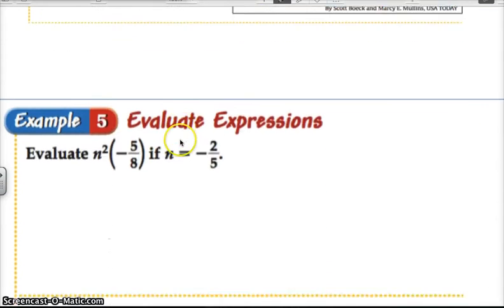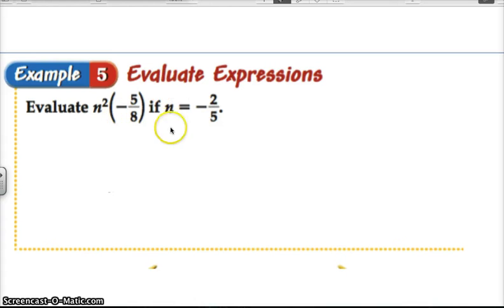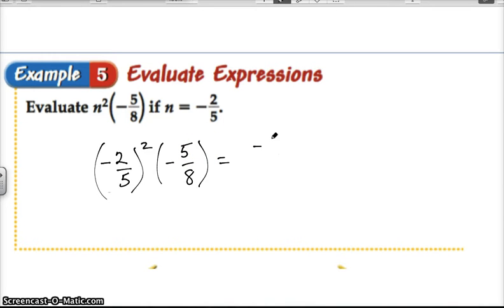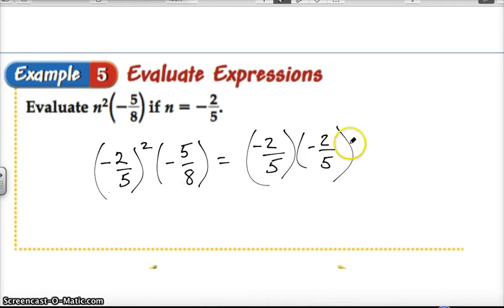All right, let's take a look. We're going to evaluate an expression given some information. So let's see, we're going to evaluate n squared times negative 5/8 if n is equal to negative 2/5. So n squared, let's replace n with negative 2/5. And we're going to multiply that by negative 5/8. I would not typically do all of what I'm about to do here, but I'm going to just write it out like this. Notice I'm writing the n value, negative 2/5, twice, and I'm going to multiply that by a negative 5/8.